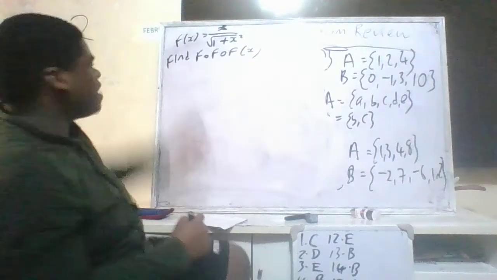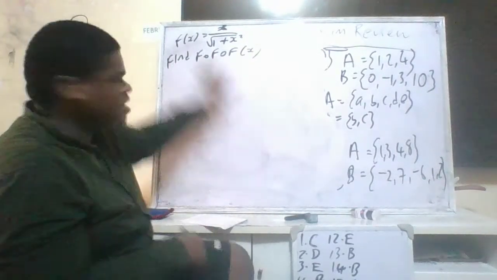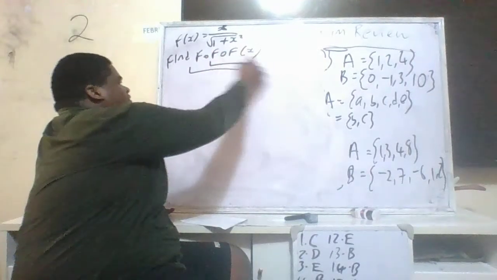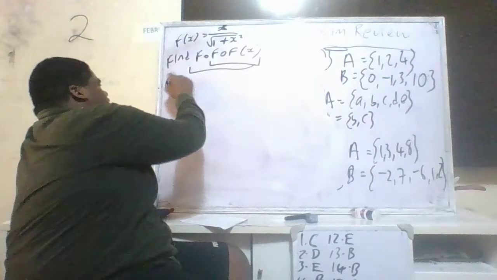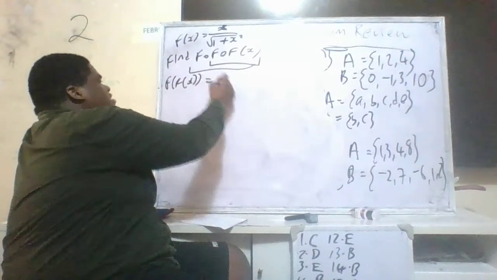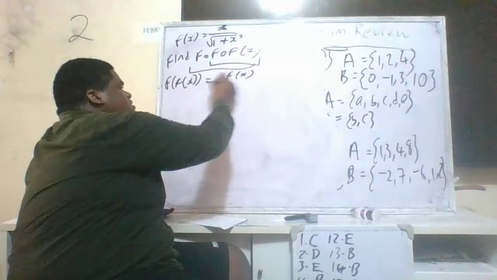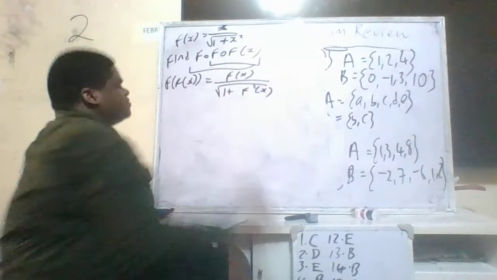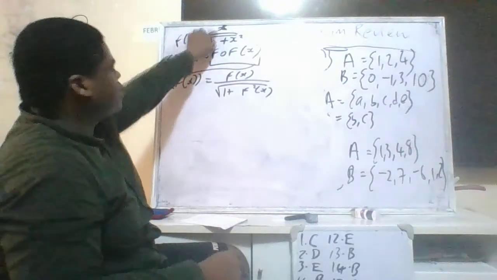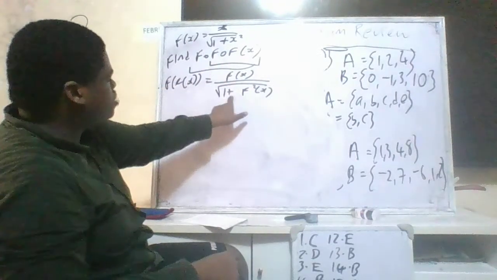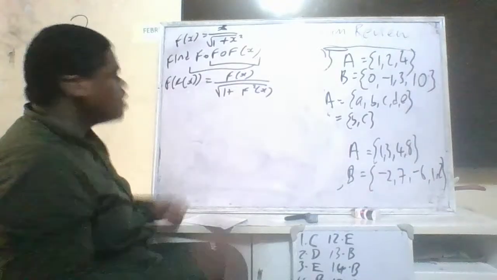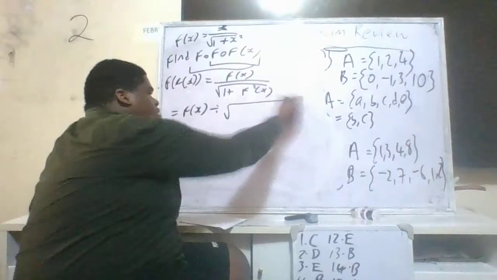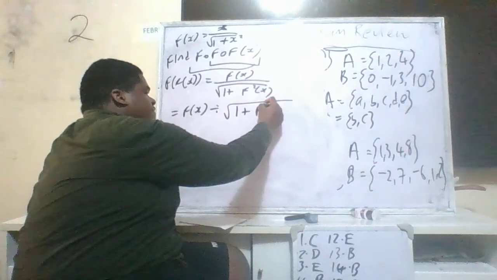Before we can find the next composition, let's find f of x first. So what is f of x? This is equal to x divided by the square root of 1 plus x squared. Remember, wherever you see x, you put f of x. So f of f of x is f of x divided by the square root of 1 plus f squared of x.